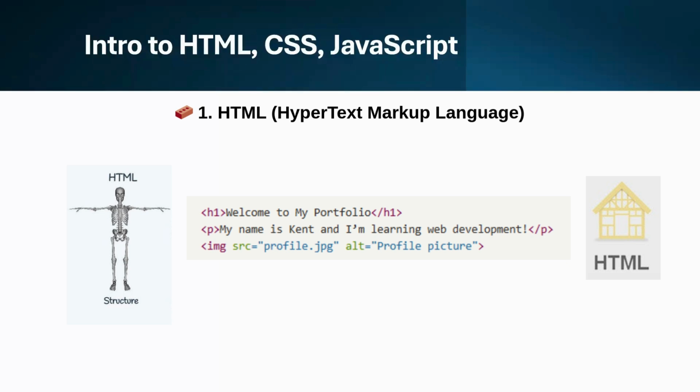Here's an example. Welcome to my portfolio. You have the header. You have P for paragraph. My name is whatever your name is, and I'm learning web development. And you close out with the P. And you can add an image as well.